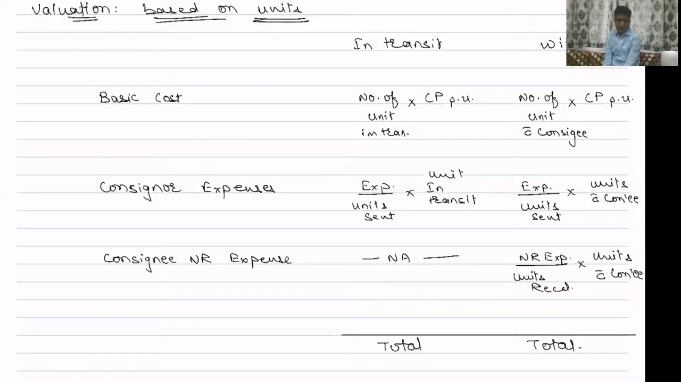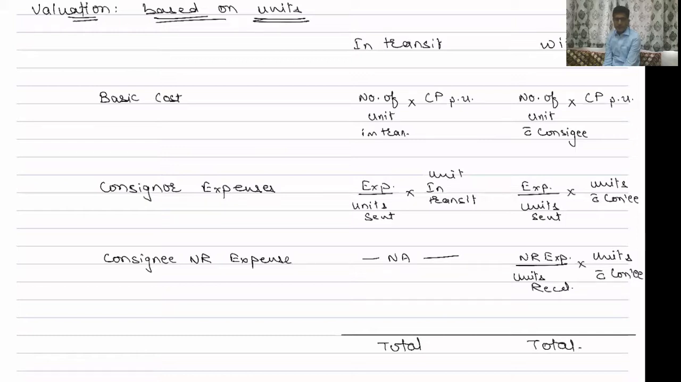Akash, I said consignor has incurred all the expenses being non-recurring expenses or not. Therefore, all the expenses incurred by consignor, I am apportioning on the remaining units as what? Total expenses of consignor divided by units sent by him into the units remaining or units in transit. Did you get it?